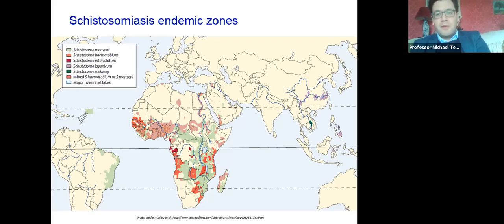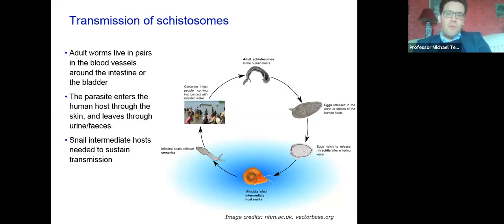You can see that it's also in pockets of Asia and also in South America. And there are a few different types of schistosomiasis. The two most prevalent ones in Africa are Schistosoma mansoni and Schistosoma haematobium. What the disease entails is the transmission of what are called schistosomes. You get the disease by having an adult worm living in your body, and it tends to live in blood vessels around the intestine or the bladder.